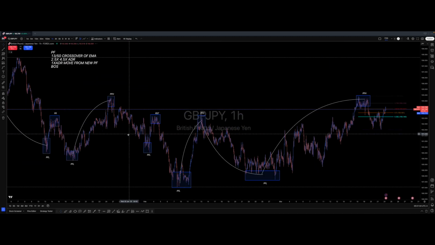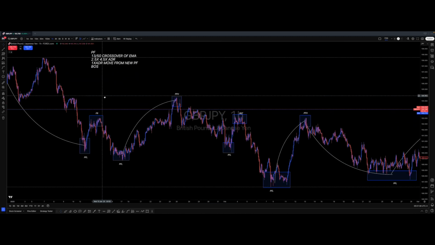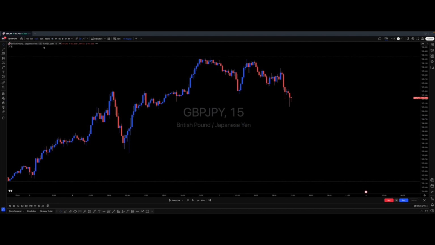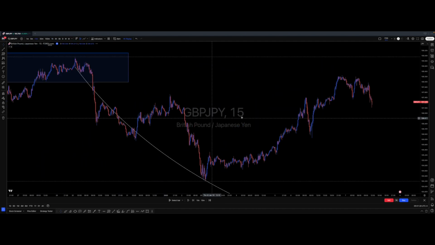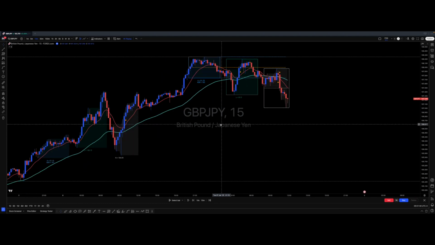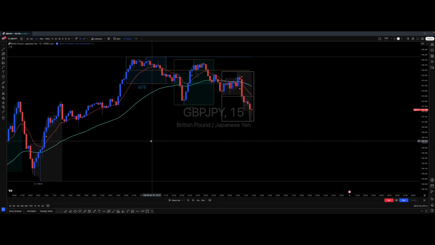So if we take a look back here, let's just go back for a second, and let's go back to a 15-minute chart. This is what it looked like on a 15-minute chart. What does this look like on a 15-minute chart on that day? Here you go. This is what it looked like.